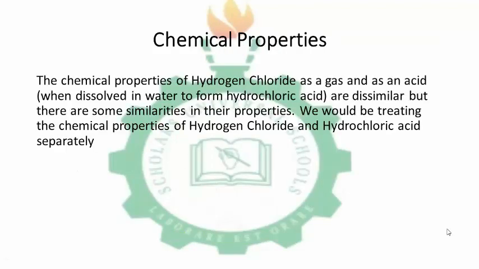So, the chemical properties of hydrogen chloride. We're going to discuss the chemical properties of hydrogen chloride as a gas and also as an acid, that means when hydrogen chloride is dissolved in water to form hydrochloric acid. The chemical properties are not the same, but they show some similarities. But in our lecture today, we are just going to be discussing the chemical properties of hydrogen chloride as a gas.